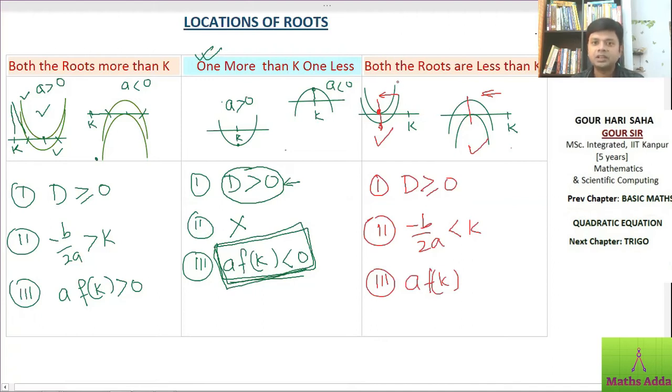Now at k, graph is above x-axis, right? See, means fk is positive and a is what? A is greater than 0. At k you can see graph is above, right? So this means fk is positive and a is also positive in this graph. So a into fk is what? A into fk is positive here. What here? Here a is less than 0, but fk, you see graph is below, right? So fk is negative. A into fk, both negative, so product is positive. So it is positive.